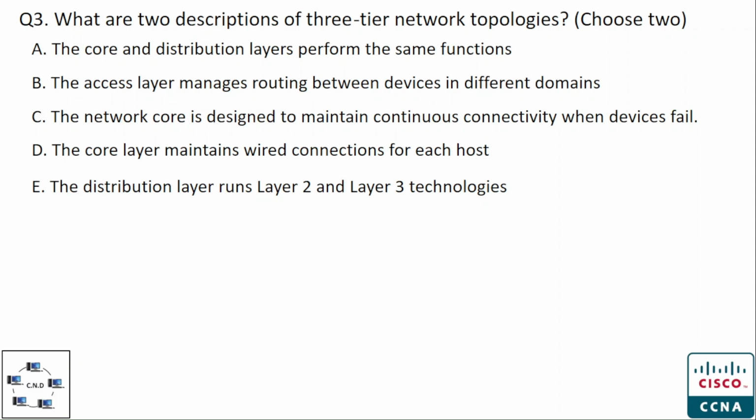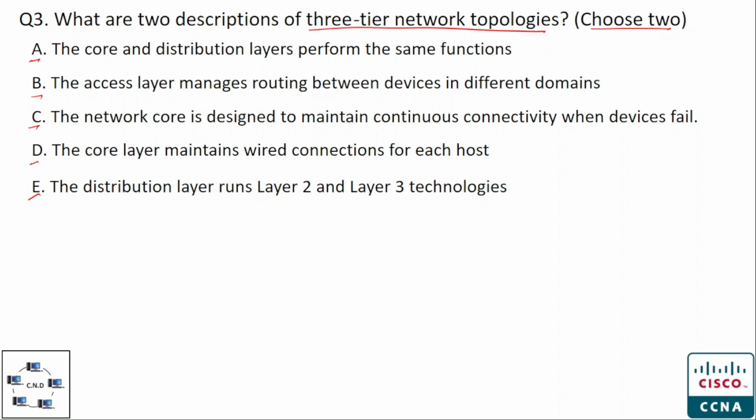Question number 3. What are two descriptions of three-tier network topology? Choose two options. And the options are: option A, the core and distribution layers perform the same functions. Option B, the access layer manages routing between devices in different domains. Option C, the network core is designed to maintain continuous connectivity when devices fail. Option D, the core layer maintains wired connections for each host. And option E, the distribution layer runs layer 2 and layer 3 technologies.